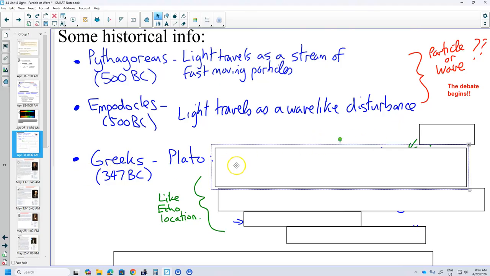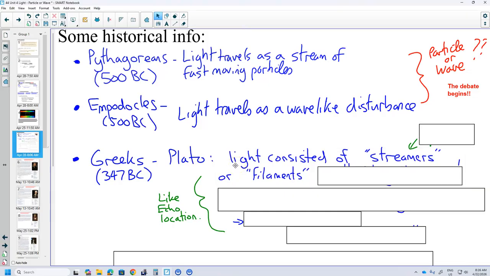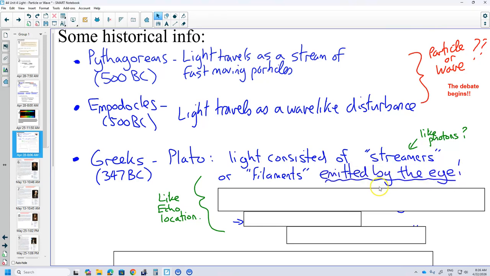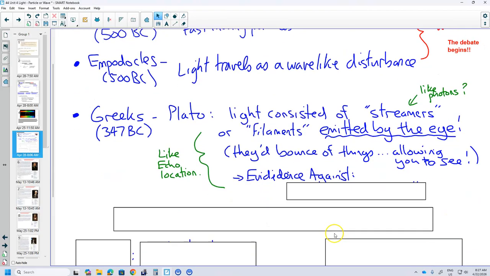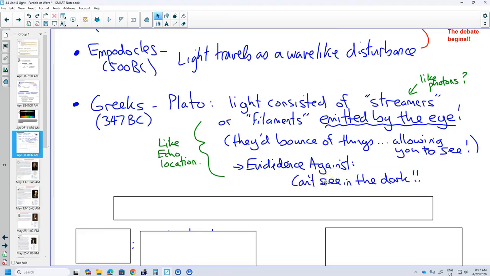The Greeks, Plato, thought light consisted of streamers or filaments, right? So like photons, like little particles, that were emitted by the eye, though. Kind of took a step back in logic here, right? Kind of like echolocation, though. You bounce things off and see when they come back and figure out the world around you based on that, right? So they'd bounce off things, allowing you to see and so on. And then, of course, evidence against this, someone realized, well, why can't we see in the dark then?